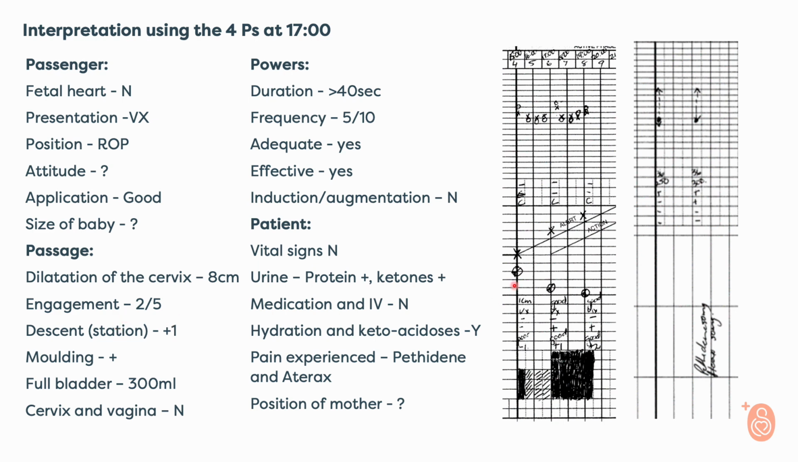We see that the engagement has improved here to 2/5 above the pelvic brim. So there's a lot of improvement here as well. The descent is +1. So all in all, everything is going wonderful. We are a little bit worried about the fact that the molding is now a plus. Remember, we've said that molding is how much the sutures overlap during the birth of the baby, and that might be an indication of CPD.